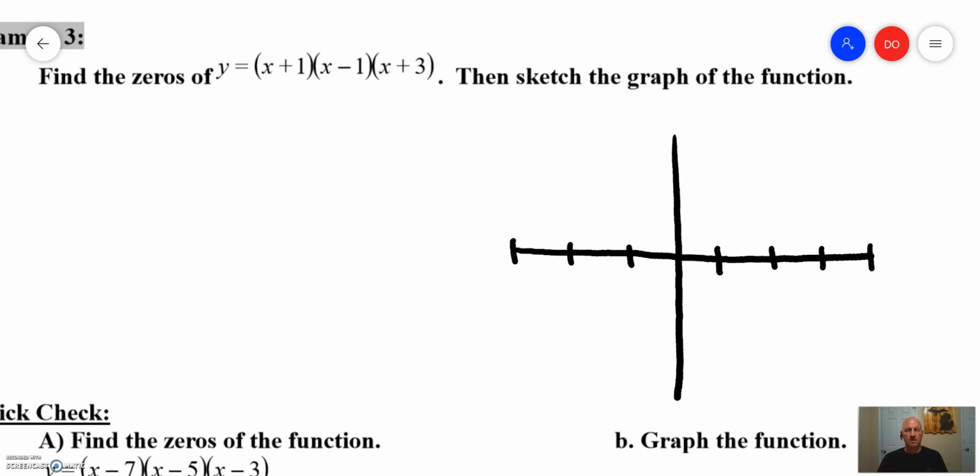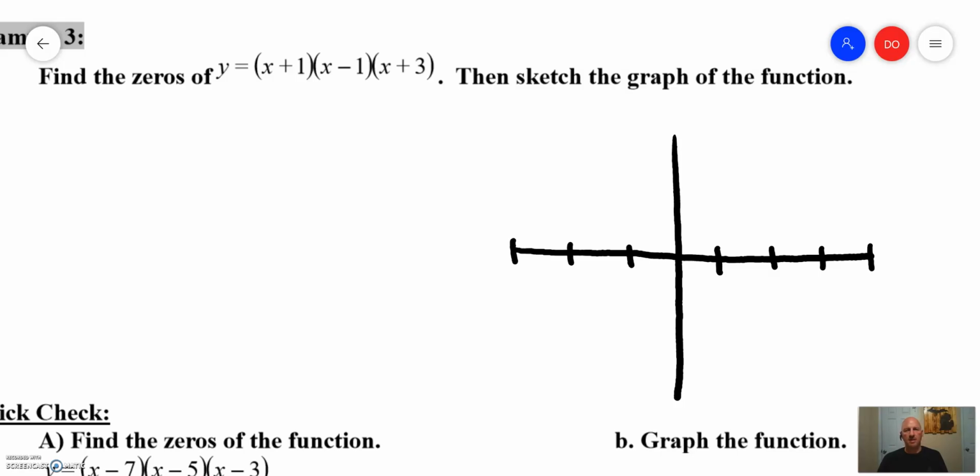Hello again, still Algebra 2, Unit 4, Section 6.2, Polynomials and Linear Factors. This is video 3. I'm going to take a moment now to graph what one of these functions looks like.